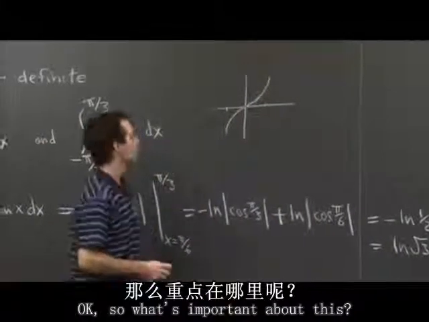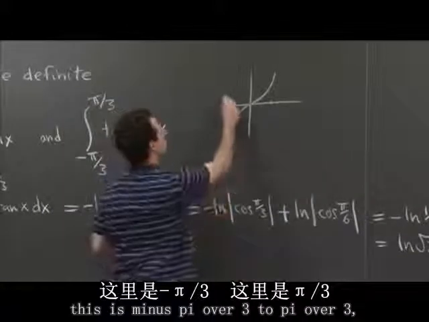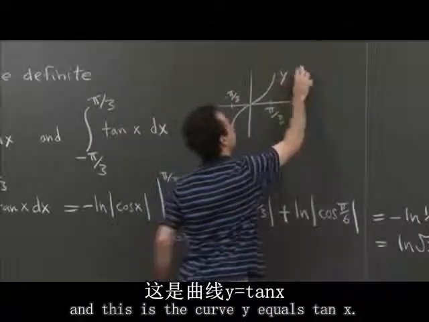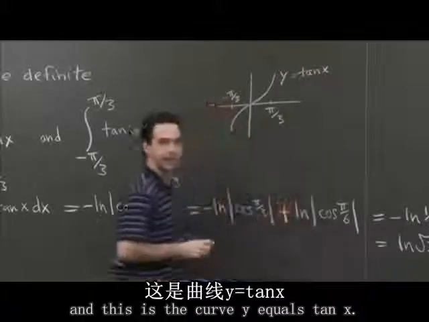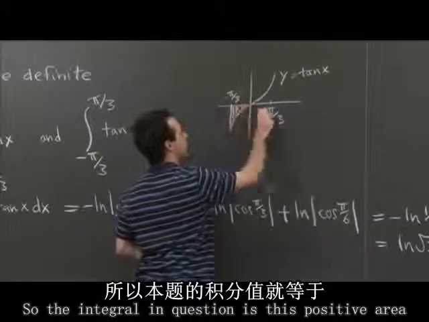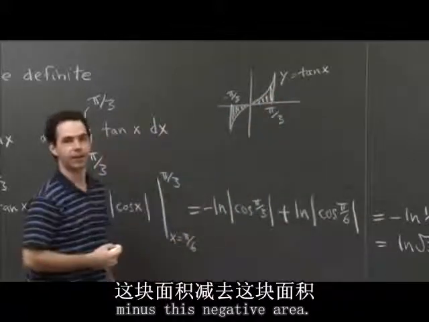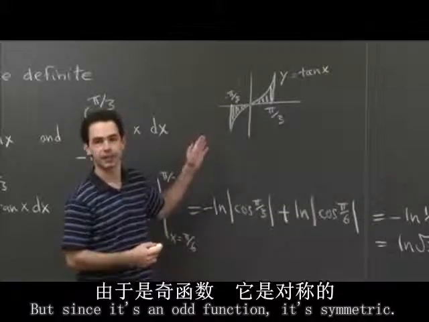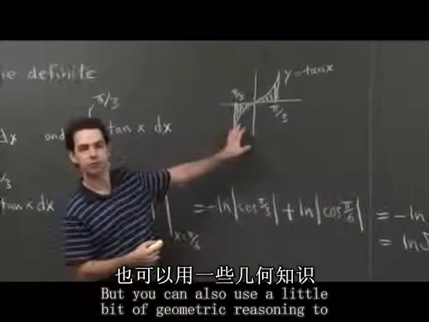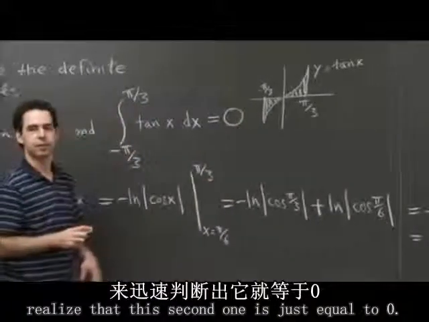What's important about this? Well, tan x is an odd function. This is minus pi over 3 to pi over 3, and this is the curve y equals tan x. Since this is an odd function, the integral in question is this positive area minus this negative area. But since it's symmetric, those two cancel out perfectly. So for the second one, you could do the same process that we did, but you can also use a little bit of geometric reasoning to realize that the second one is just equal to 0.